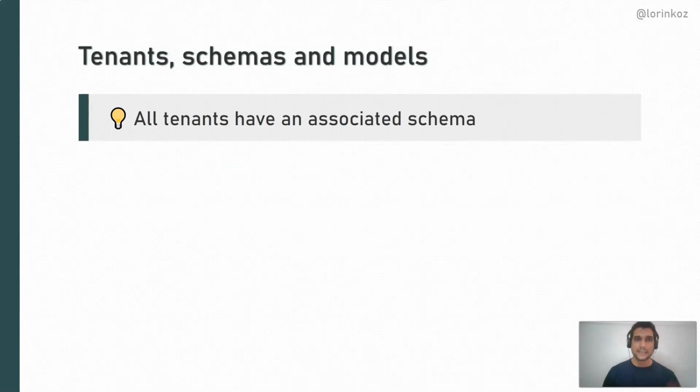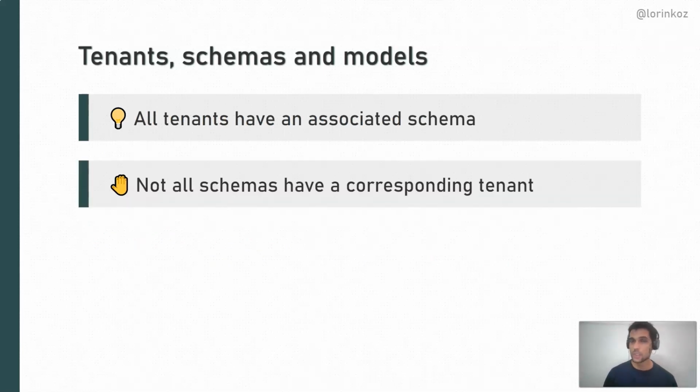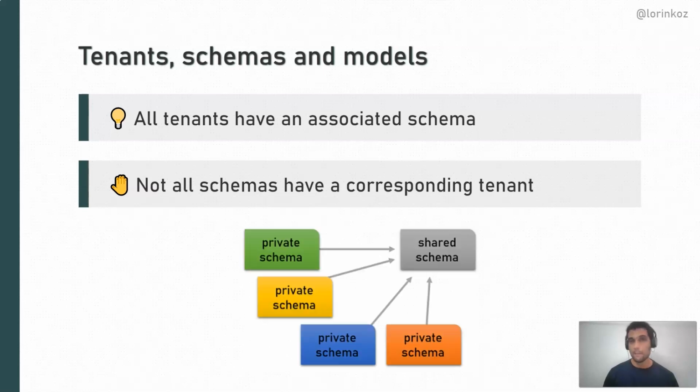Now, this means that all tenants are going to have an associated schema, but the opposite is not going to hold true. Why? Because we're going to have one private schema per tenant, but we're also typically having a shared schema to store data that is relevant to all tenants at once. So in this case, the shared schema is not going to have any specific tenant associated, and this distinction is quite important to understand.